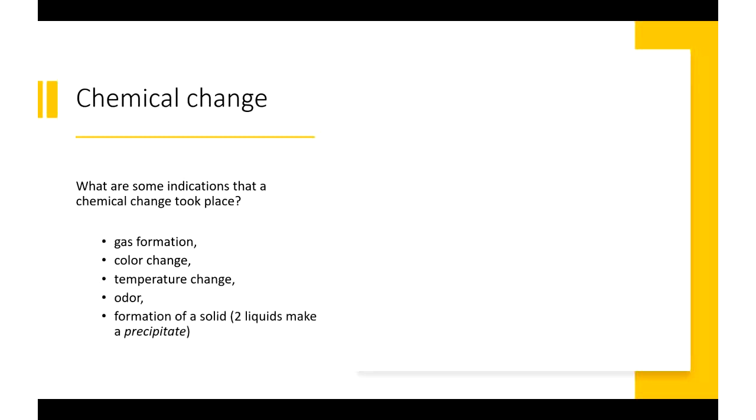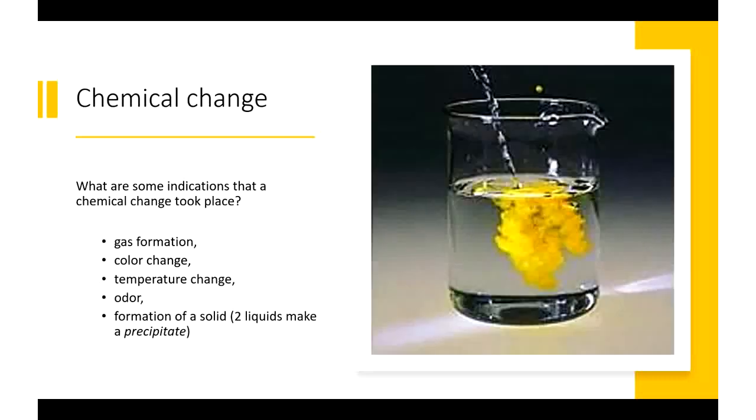And the last one you probably have never heard about is the formation of a solid, which we call a precipitate. So this is shown in the picture here. And this is, for example, 2 clear liquids that we're putting together. And what you see here is a precipitate. It's something solid-like, and it also changed color. You have two clear liquids that made a yellow precipitate.